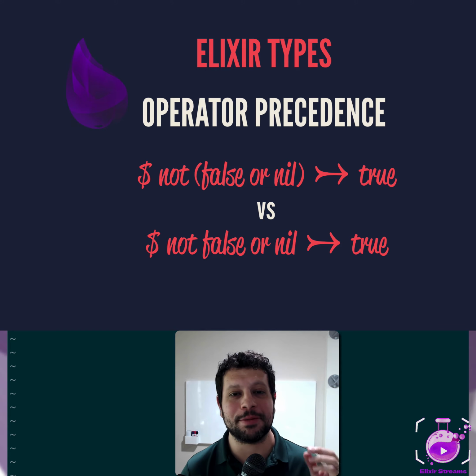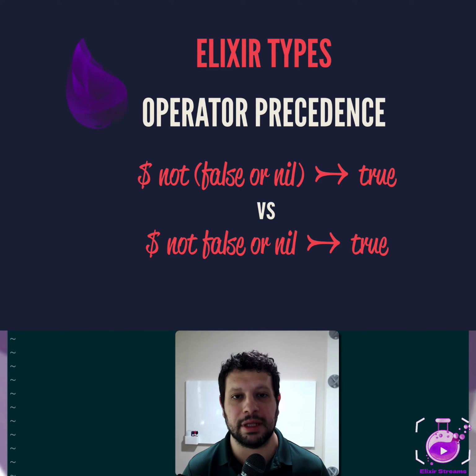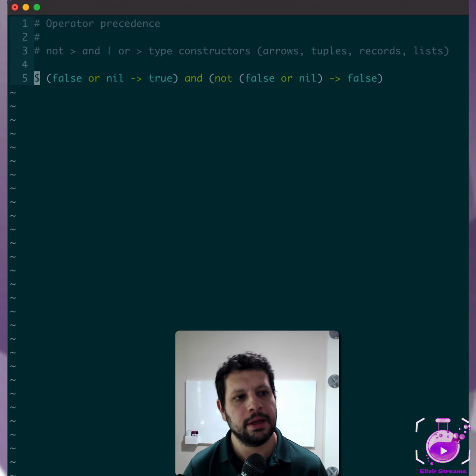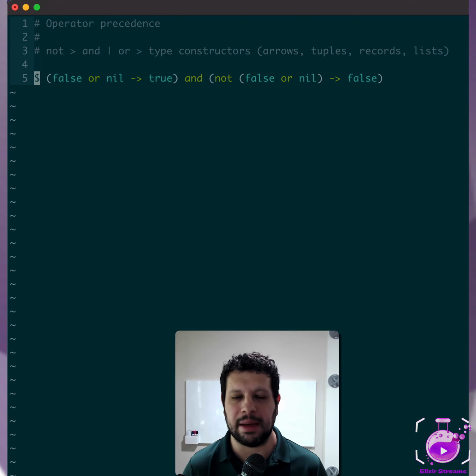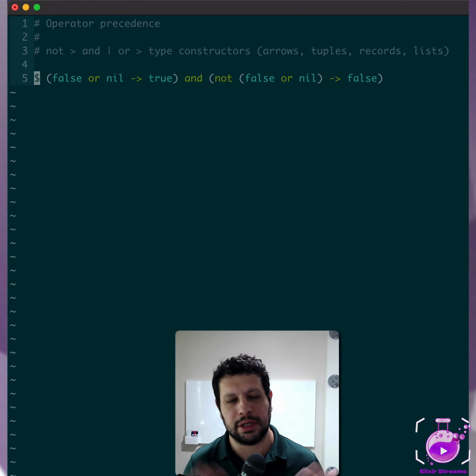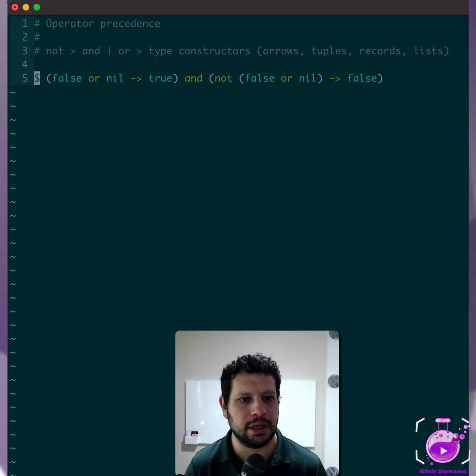Hello, hello. I want to show you something cool about the Elixir Types paper, and that's the operator precedence. So the paper says that not has the highest precedence, then and or, and then type constructors like arrows, tuples, records, and lists. So what does that mean? It means the order in which we're going to perform certain operations in the types, or at least the order in which they're going to be evaluated, right?